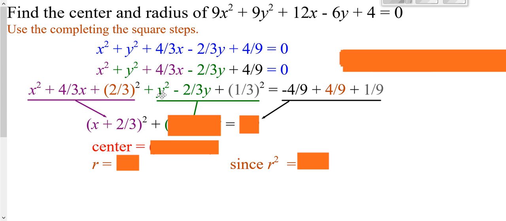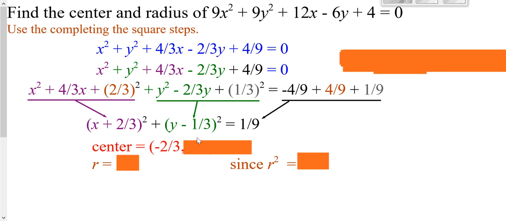This also factors into two identical parentheses, so we can write it as 1 parenthesis all squared. What's in the beginning being squared? The y. Take your first sign. What's in the end that's being squared is 1/3. And then over here, you can see your 4/9 and your negative 4/9 cancel, so we'd be left with just 1/9. So your center is the opposite of what's after the x, opposite of what's after the y. And remember that this over here is not your radius, this is r squared, so go r squared equals 1/9.